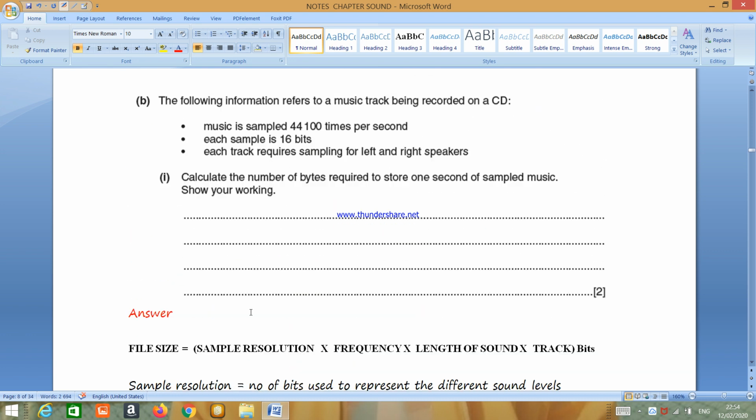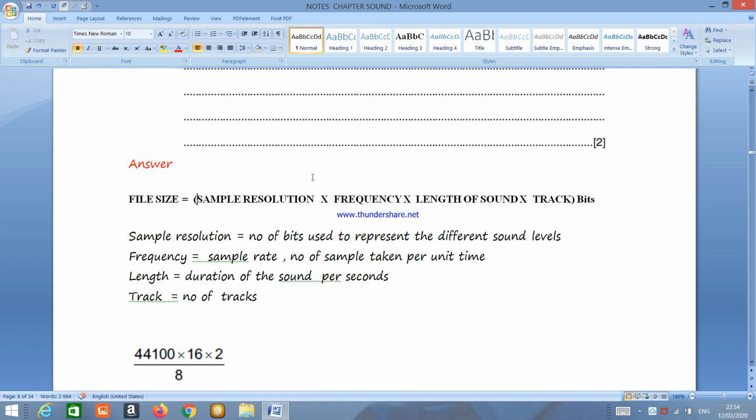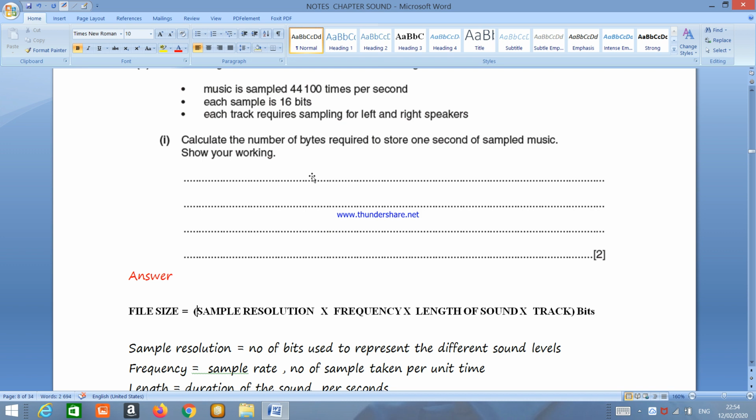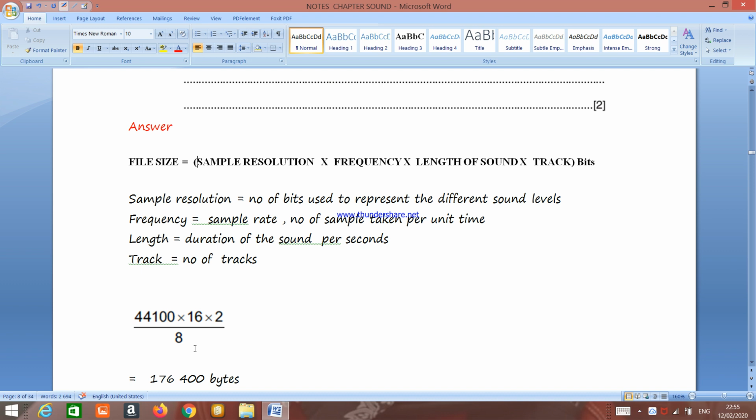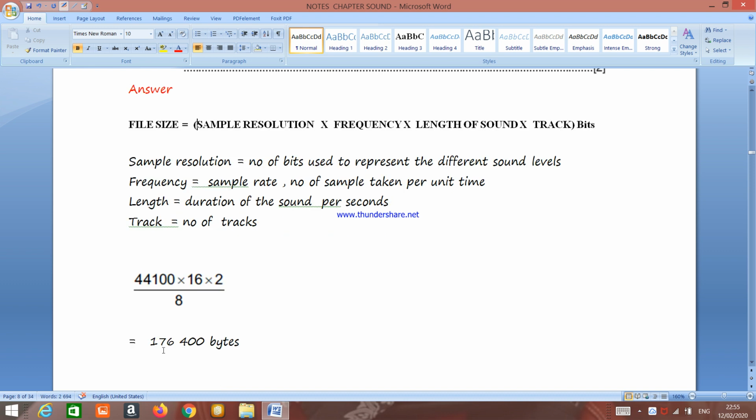So in this case, the frequency is 44,100 multiplied by the sample resolution, which is 16, and then multiplied by the length, which is 1 second, and multiplied by the tracks, which is 2 tracks. The answer would be in bits, but we divide by 8 to get the answer in number of bytes. So it is 176,400 bytes.